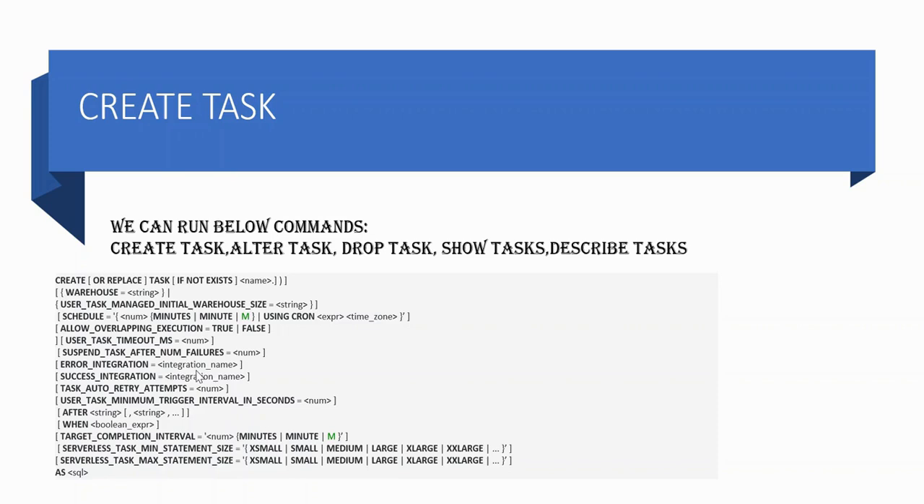And target completion interval means if I say that my task should be executed within 5 minutes, then Snowflake serverless is going to assign a compute machine to that particular task to get it done within 5 minutes. Next are serverless task minimum statement size and serverless task maximum statement size. That means if I want to say that, even when serverless is going to run, the minimum should be medium or the maximum should be large, then you can set the task size over here. So that's how you can do that.